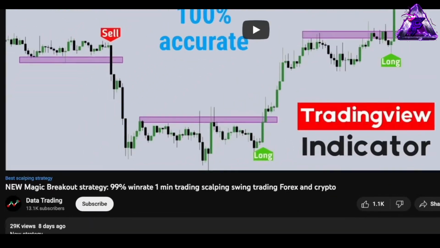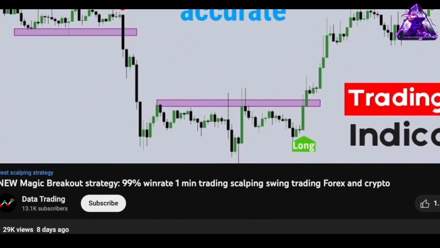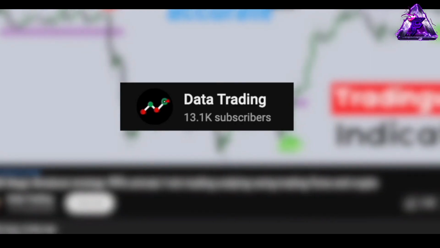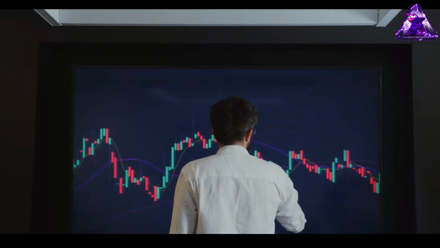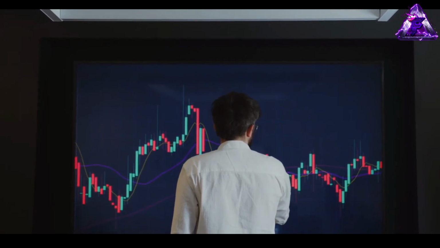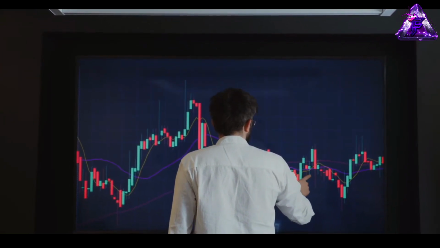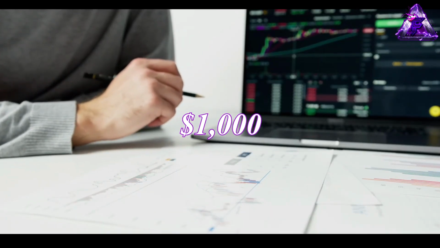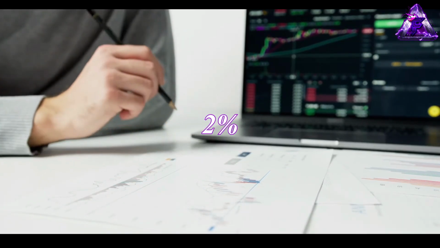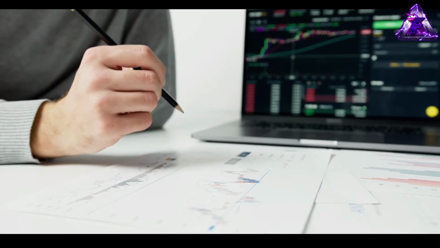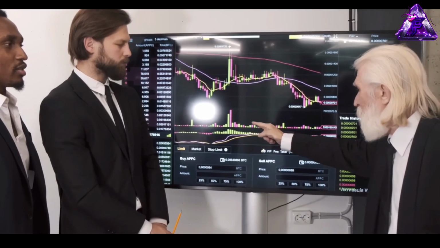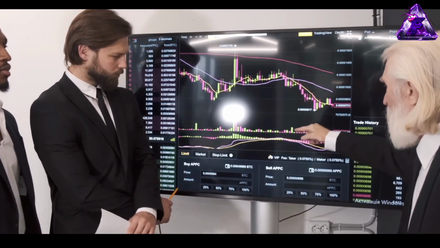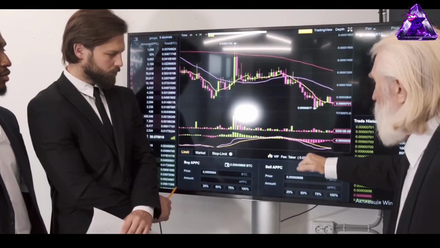Today I will test a 99% win rate 1 minute scalping strategy created by data trading to see if it's really this accurate. I will test this strategy 100 times on the price of BTC versus USDT on a 1 minute time frame. The initial account size will be set at $1,000 and I'll be risking 2% per trade in order to make 4. I will also improve this strategy towards the end of the video, so make sure you stay focused and learn this amazing technique I'm about to show you.